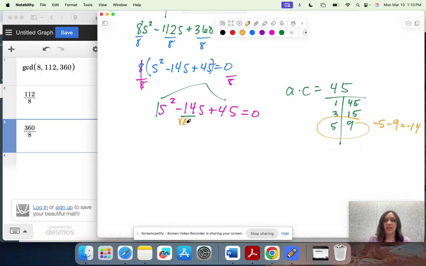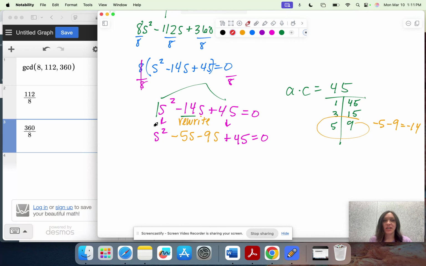When I rewrite that, though, I'm going to add the s. So negative 5s minus 9s. And then you bring down the beginning part and the ending part. So I still have s squared and positive 45 equals 0.